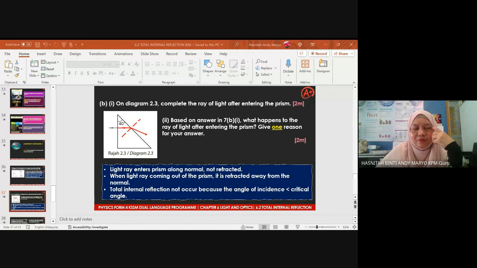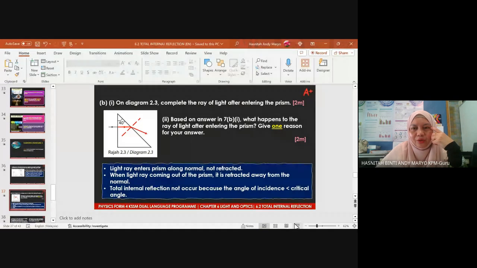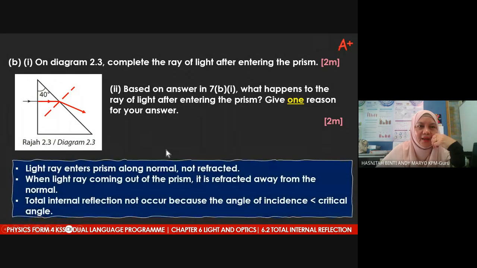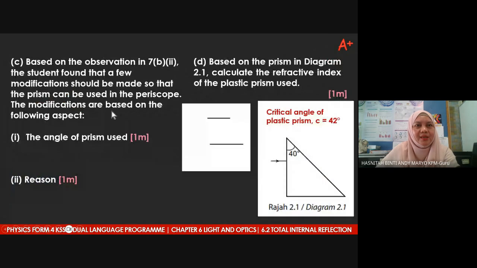The angle of incidence is 40 degrees, which is lower than the critical angle of 42 degrees. So total internal reflection does not occur, only refraction. Okay, then students, question C. Based on your observation in 7B2, the student found that a few modifications should be made so that the prism can be used in a periscope.